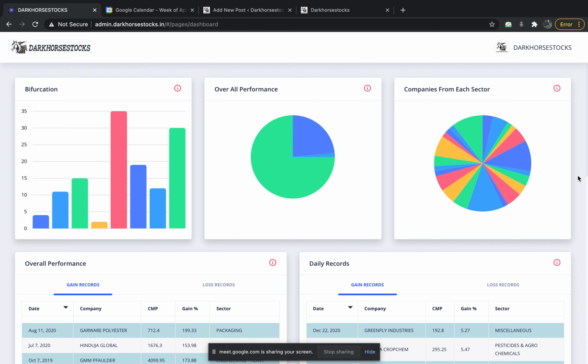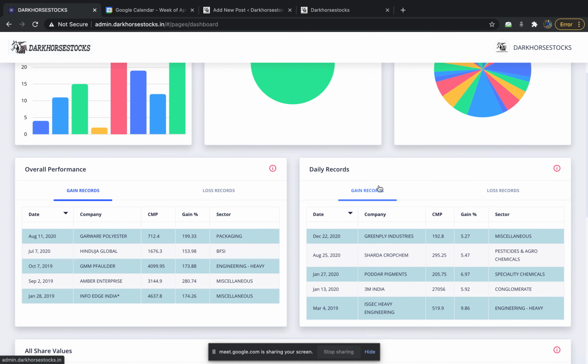The third section is companies from each sector. It shows how many companies we have suggested from a specific sector. For the pharmaceutical sector, for example, we have suggested 6 stocks. From the engineering or engineering-heavy sector, there have been 7 stocks. It gives you a basic overview of the companies that have been suggested from specific sectors.